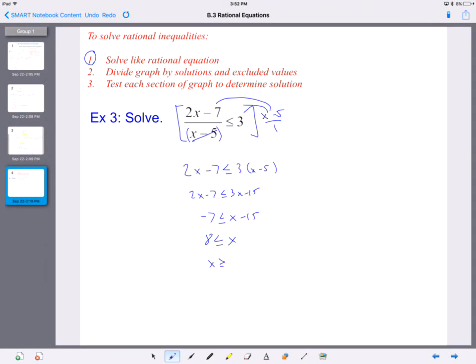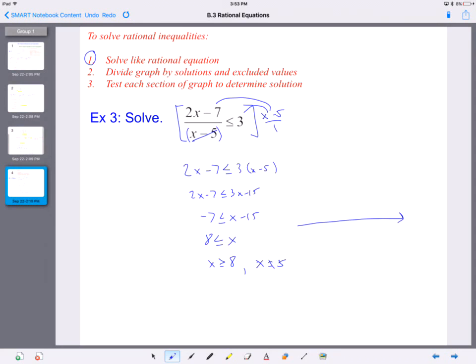And so x is greater than or equal to 8. Now that would be nice if that's all we had to do. That seems pretty easy, but not quite that easy. We need to divide the graph by the solutions and the excluded values. So we got a couple of things here. We got x is greater than or equal to 8, but we also have the excluded value as x cannot equal 5. So there's two things here that we need to include on our graph.